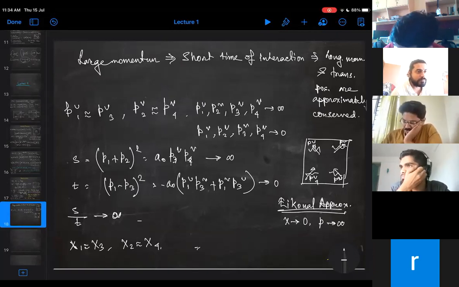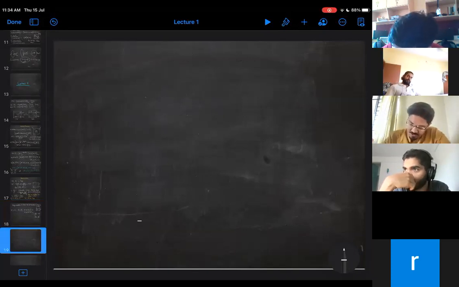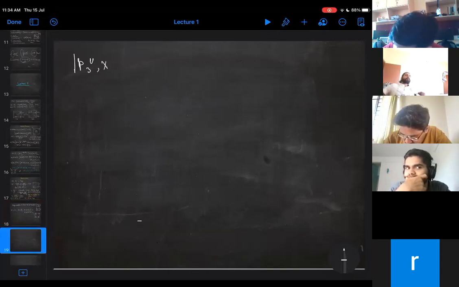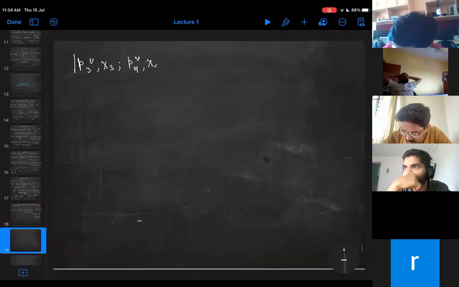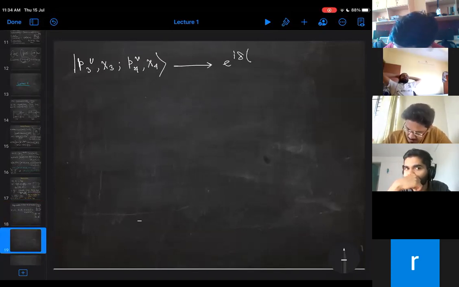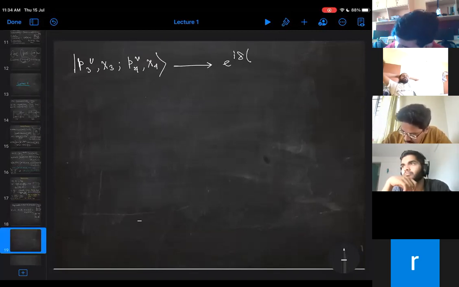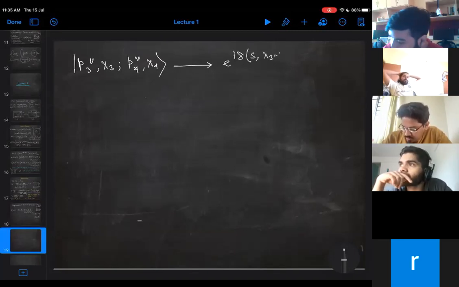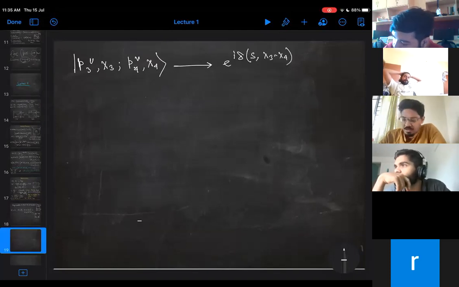Why is this approximation required? Because it simplifies things: under this kind of kinematics, the in-state, which is P3 x3, P4 x4, only suffers a phase shift. This is a function of the Mandelstam variable S and the impact parameter x3 minus x4. So we can write this data.